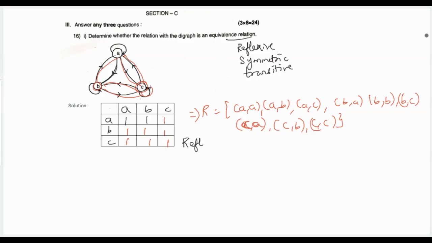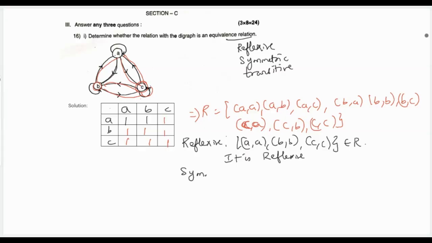First one, reflexive. Since we have A comma A, B comma B, C comma C belongs to R, it is reflexive. Second one, symmetric. To prove it is symmetric, we have A comma B, then the reverse of that, B comma A. We have B comma A. Then it is symmetric.